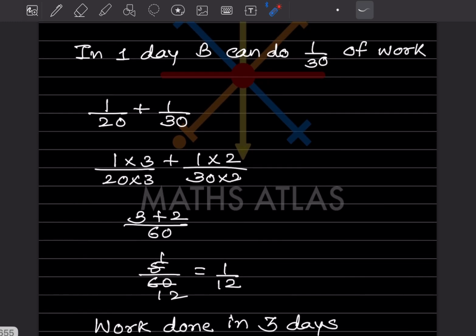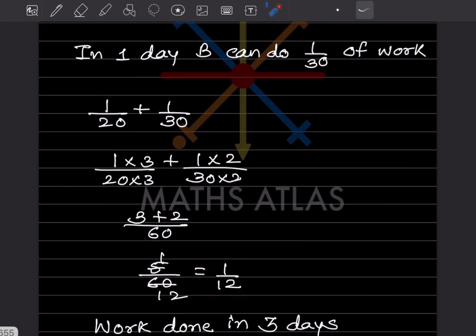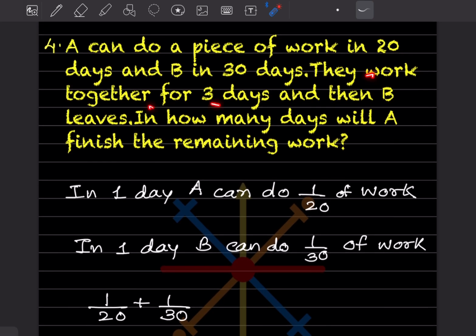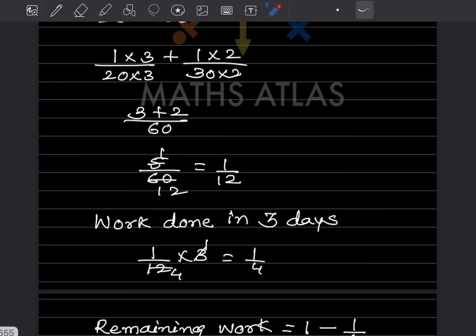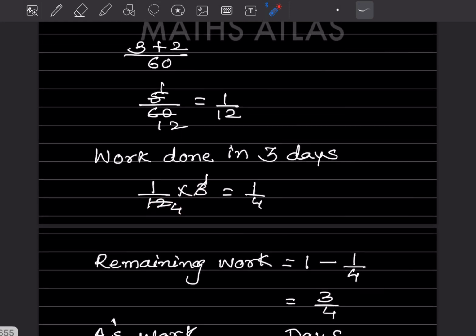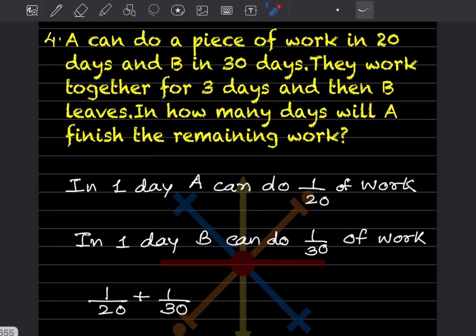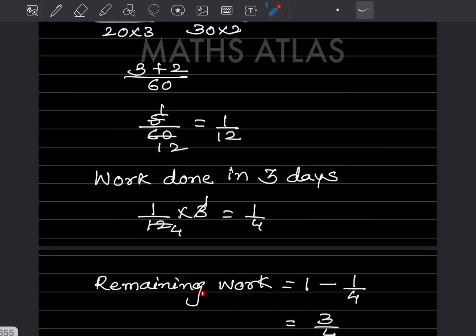Now we have to see, this is for 1 day, together is 1 by 12. They said they work together for 3 days. So what will you do? 1 by 12 multiplied by 3, which is 3 ones are 3, 3 fours are 12, that is going to be 1 by 4. So now the remaining work. Because they said, and then B leaves, we have to see the remaining work from 1. 1 by 4 is gone, so that is going to be 3 by 4.